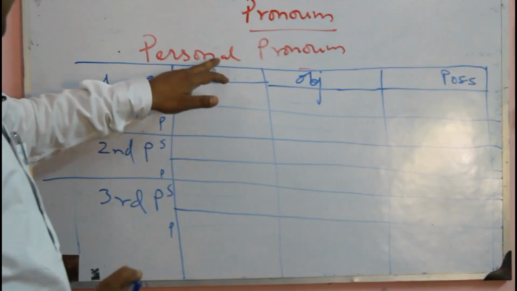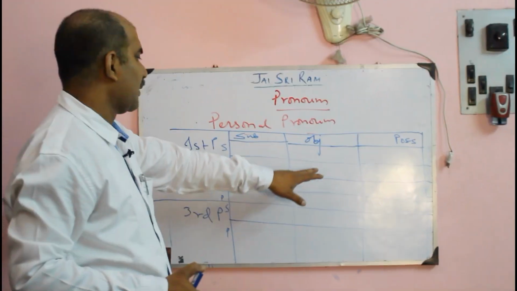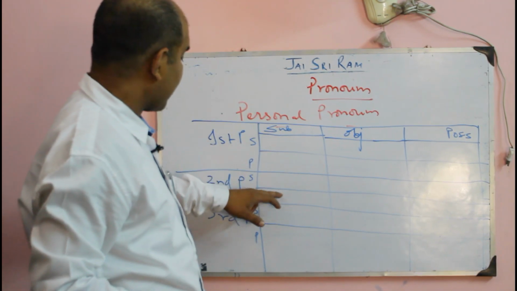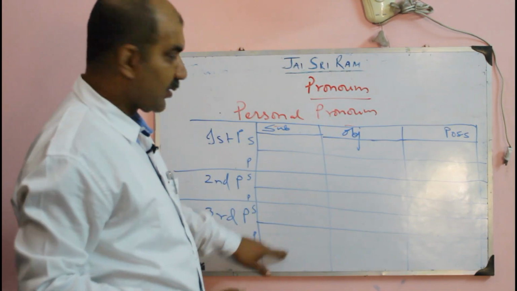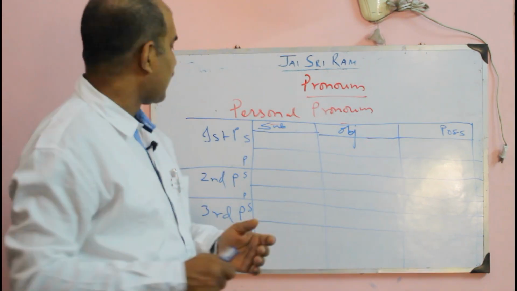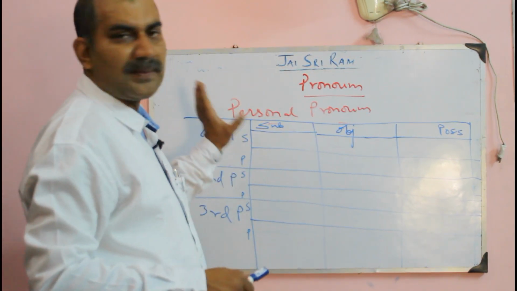First person singular subjective case, first person singular objective case, first person singular possessive case, and so on and so forth. So count the number of blocks, then you shall get 6 blocks into 3, which means 18 different categories of personal pronouns are there. First person singular subjective case.